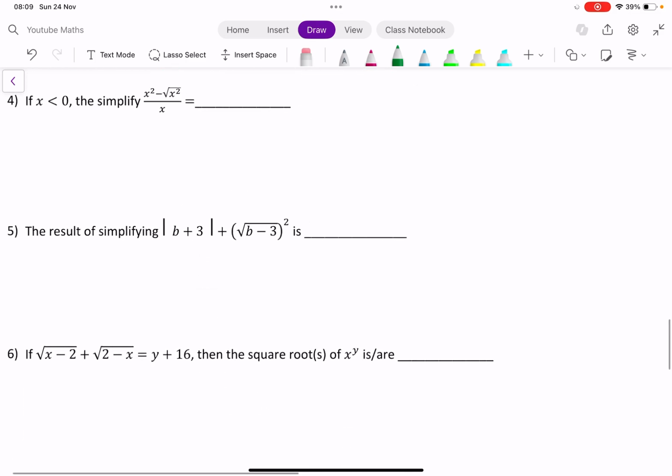Okay, question 4, 5, 6. Pause it again so you can try these questions before I go through the answers. Okay, welcome back. Hopefully you understand them, and let's see if you've got them right.